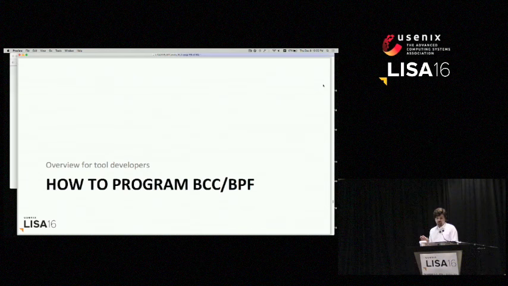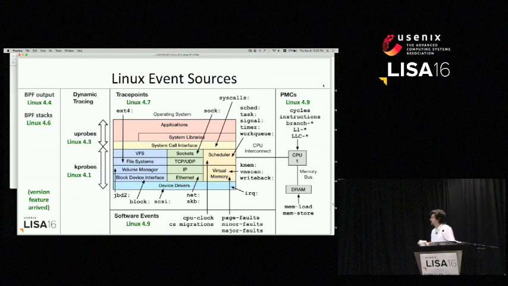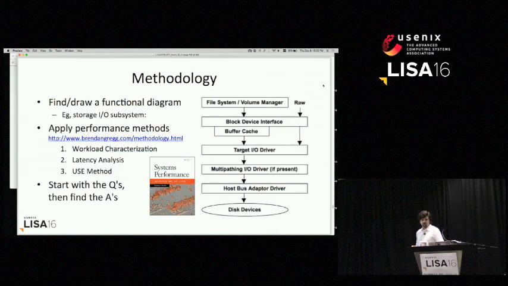This is just an overview for tool developers. I don't actually think many of us will do this, but I've got it in the slide so you have a taste of what it looks like. So all the event sources I showed before here, I've decorated it with which Linux version these appeared in. So the PMCs is Linux 4.9, that's the newest stuff. Quite a lot was in 4.4.